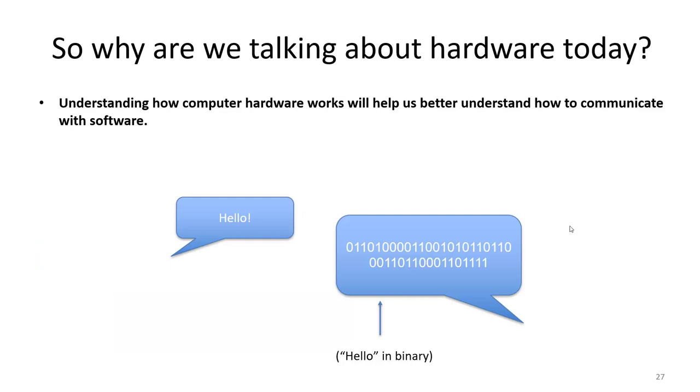Okay, fine. We just introduced C++ and Python. That's great. Why are we talking about hardware today? Well, it turns out that understanding how hardware works will help us better understand how to communicate with software. We need to know our audience, right? So we'll briefly introduce some key concepts from computer hardware, and this will help us better see how programming languages fit in.